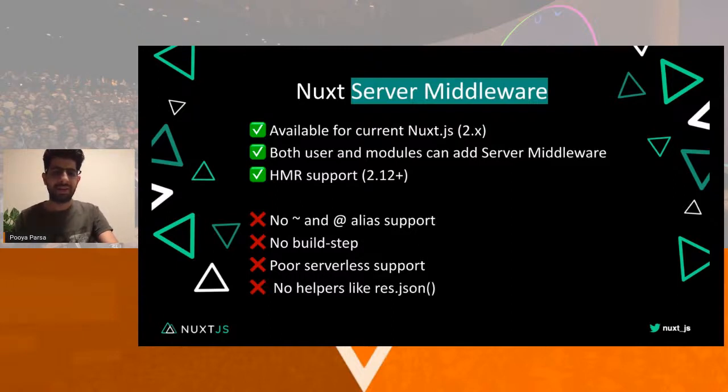Also, because we are using an optimized version, it is using a more lightweight version of Express. If you write a server middleware, you don't have helpers like rest.json. So basically, you have to JSON stringify every time, or for sending cookies. So there were lots of reasons that we were thinking, why not make it easier for users.